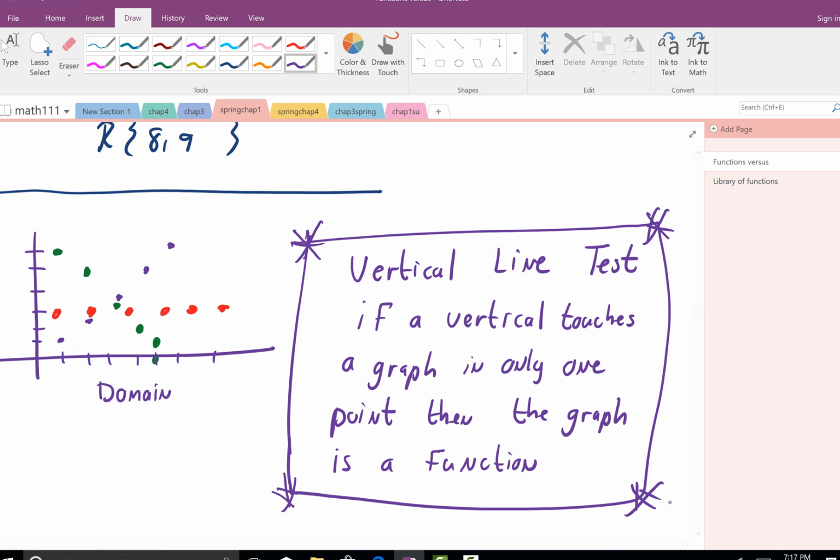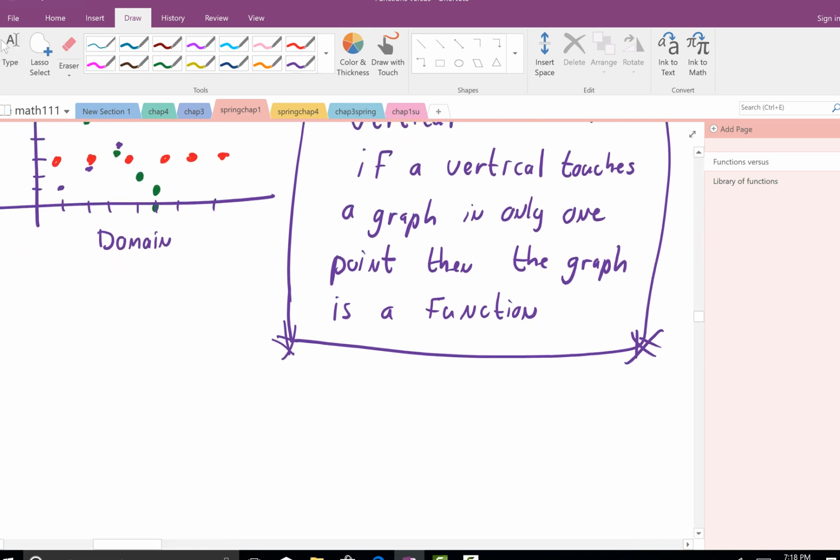We can check, and I can take a vertical line and pass it through the red one, and it only touches that graph in one spot. Same with the purple one. I'm only getting one point where it touches it. But as soon as I hit this green one, all of a sudden, right here, see that vertical line touches here and here, touches it in two spots. So that's why it's not a function. The vertical line test helps us with that.